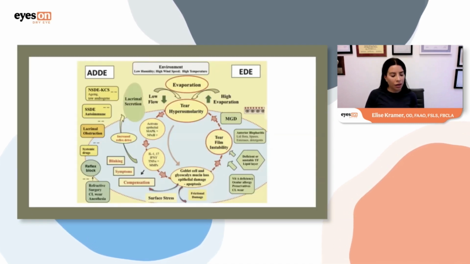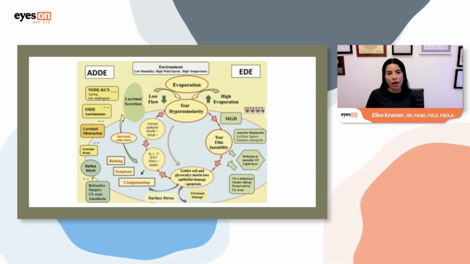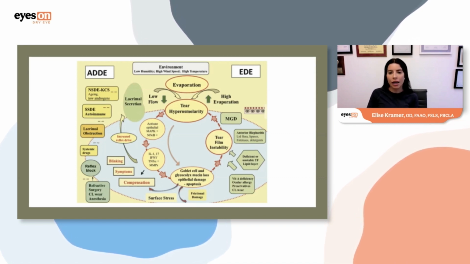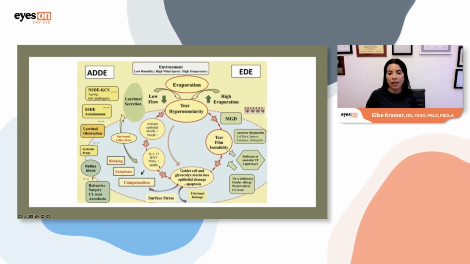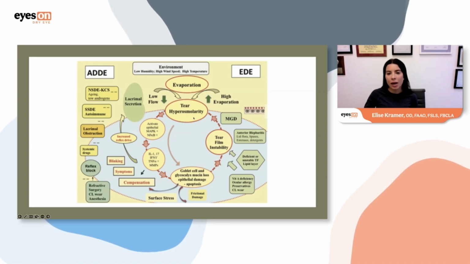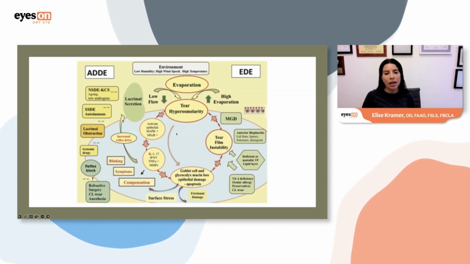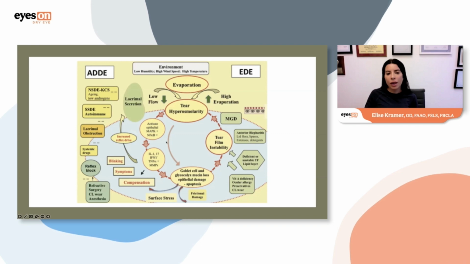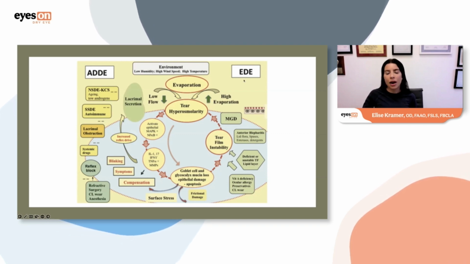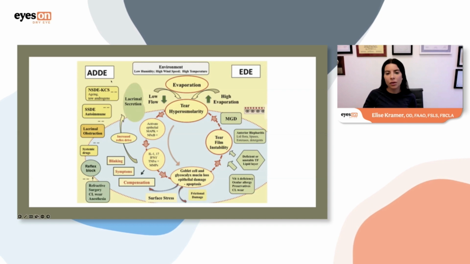So let's talk about the difference between aqueous deficient dry eye and evaporative dry eye. Both of these are different types of dry eye, but you can see that they're both kind of related in the sense that they both play roles causing inflammation, tear film hyperosmolarity, tear film instability, which eventually leads to more inflammation and the release of inflammatory mediators. So this is a vicious circle that needs to be interrupted, but the only way that it can be interrupted is if we figure out, is this evaporative, is it aqueous deficient, or is it mixed?